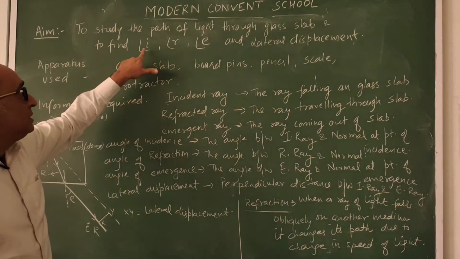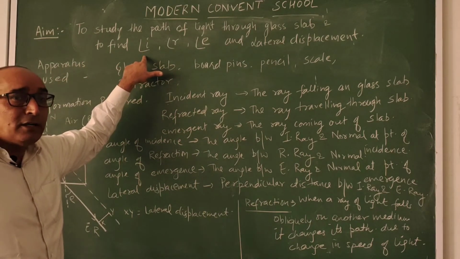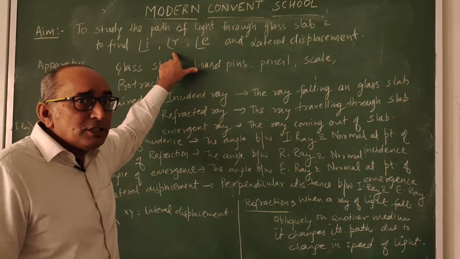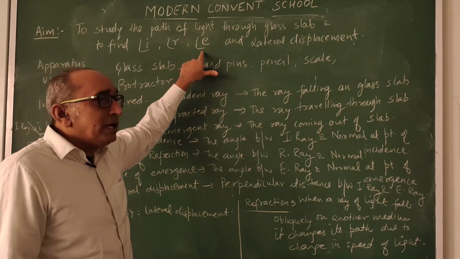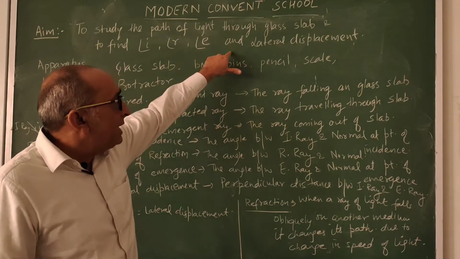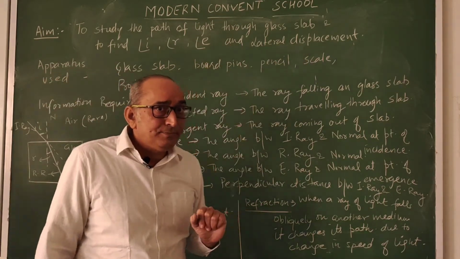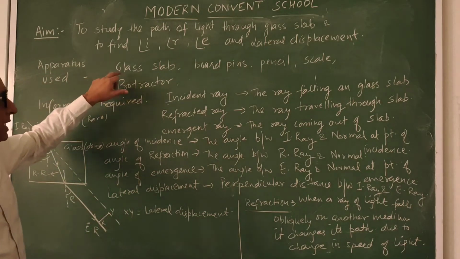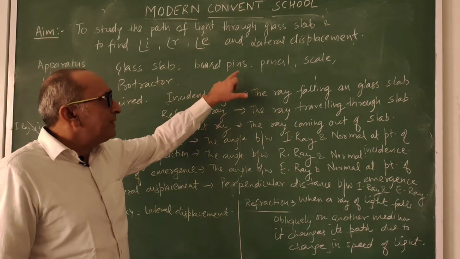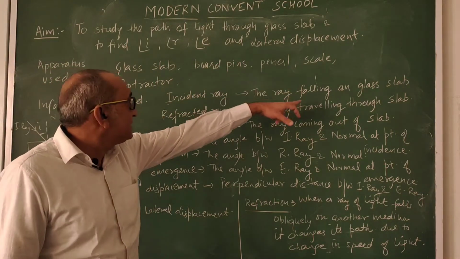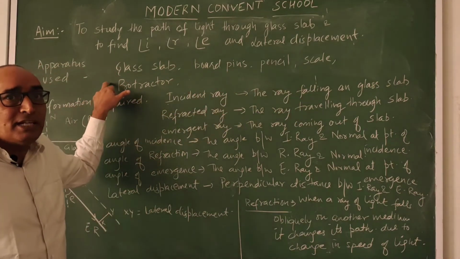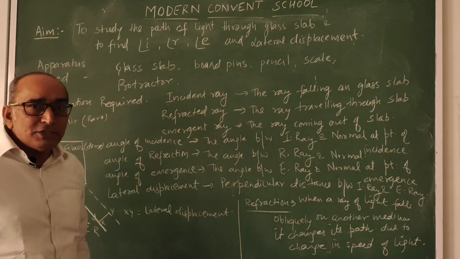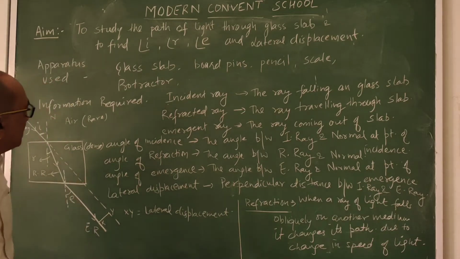to find angle I, which stands for angle of incidence, angle R, angle of refraction, angle E, angle of emergence, and lateral displacement. For finding these, we have to use a glass slab, some board pins, pencil, scale, and protractor for measuring the angles. Very simple set of apparatus used for this experiment.